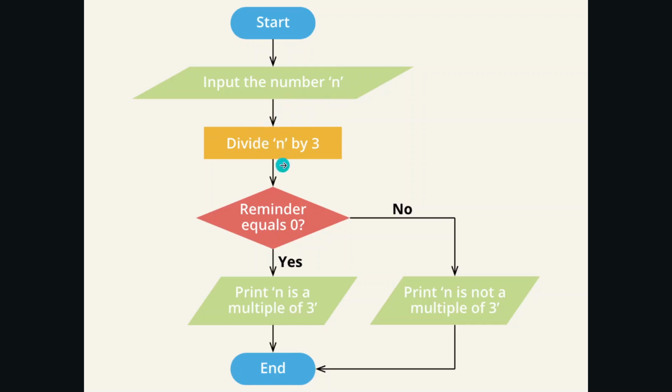And now the condition comes in. Check whether the remainder of that division equals 0. If it doesn't, then show us that n is not a multiple of 3. If it does equal 0, then show that n is a multiple of 3. And then end the program.